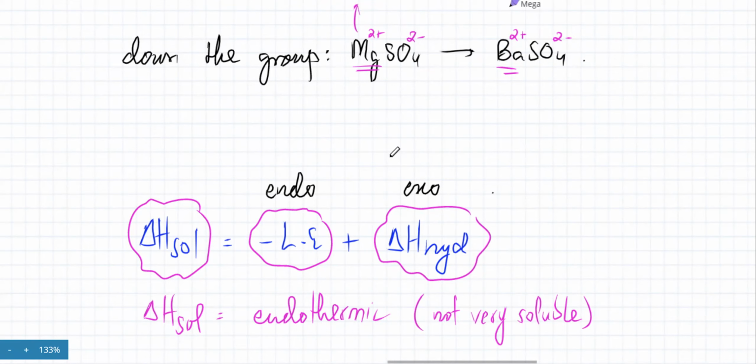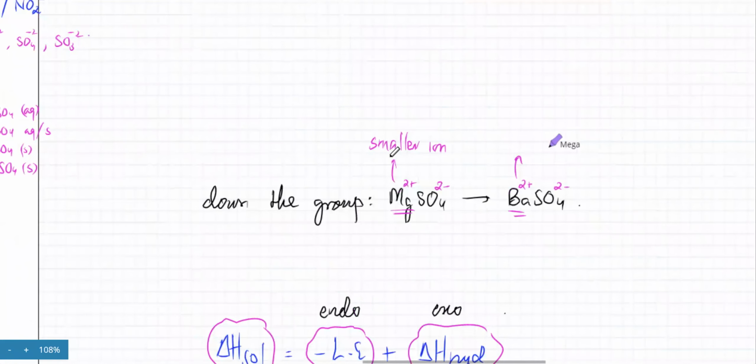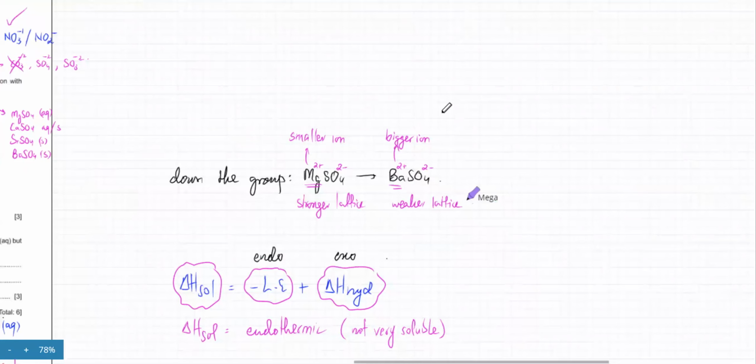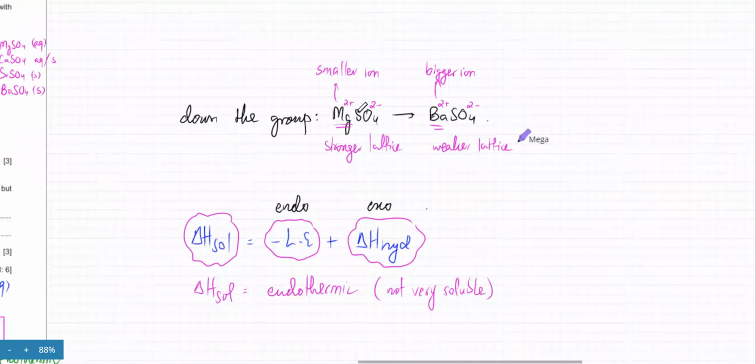Mg is a smaller ion and Ba is a bigger ion. So smaller ions make a stronger lattice. So this is stronger, and this is a weaker lattice. When you move down the group, the ion size increases. You have a bigger ion and you have a smaller ion.